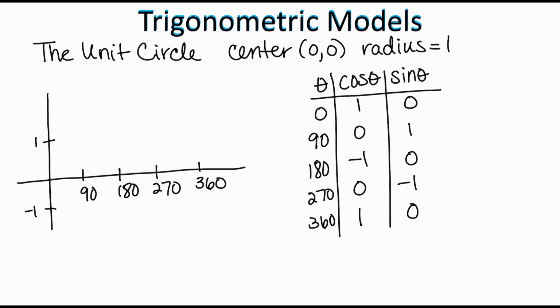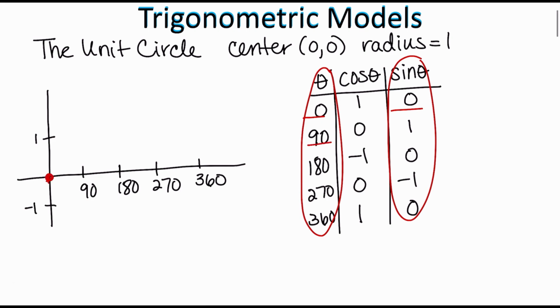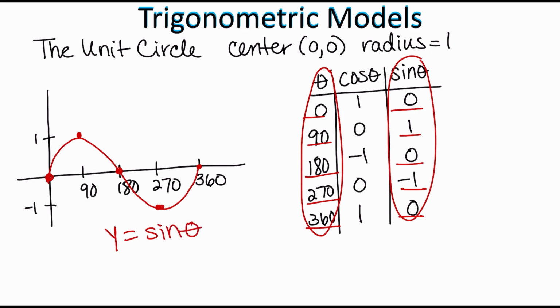Now that we've seen what the cosine graph looks like, we're going to go ahead this time around and graph the sine graph. So that means that at 0, I'm at 0. At 90, I'm at 1. At 180, I'm at 0. At 270, I'm at negative 1. And at 360, I'm back to 0. Go ahead and connect these with a nice smooth curve. And this is what y is equal to the sine of theta is going to look like.